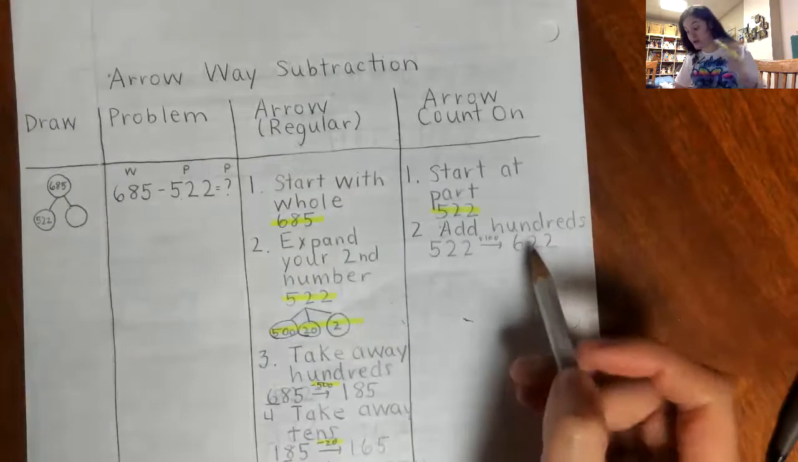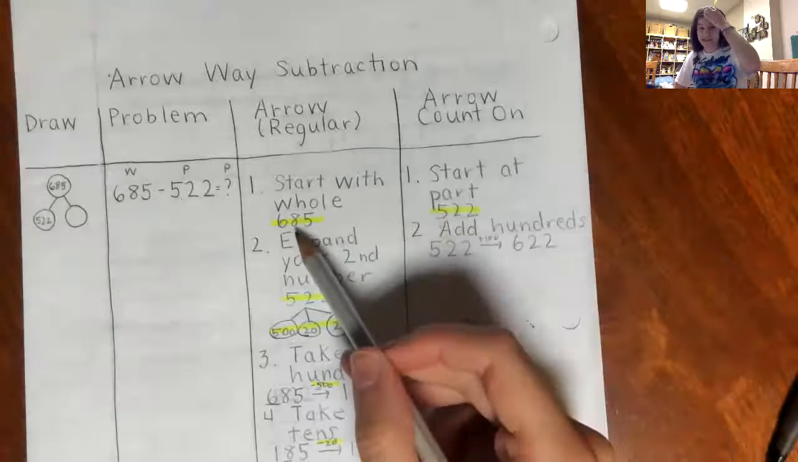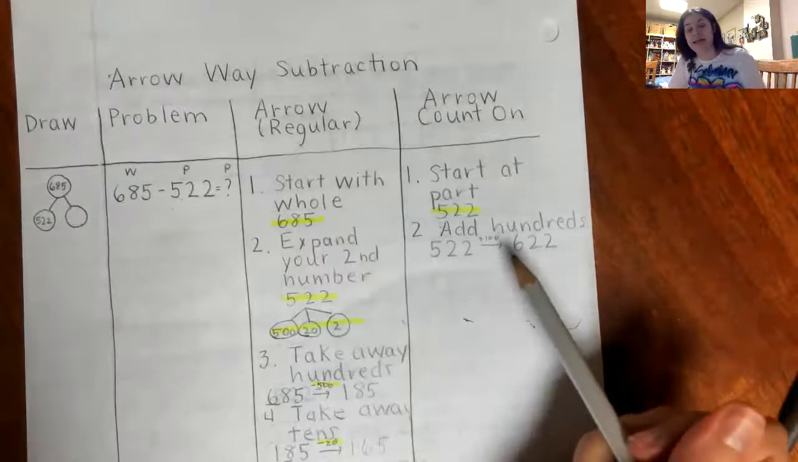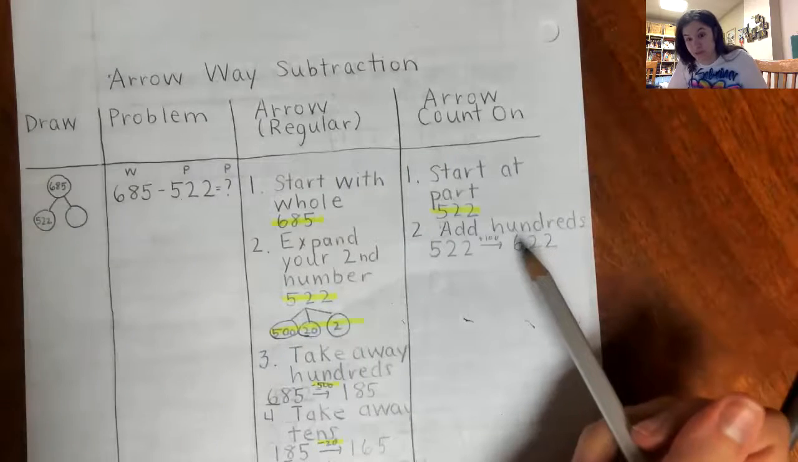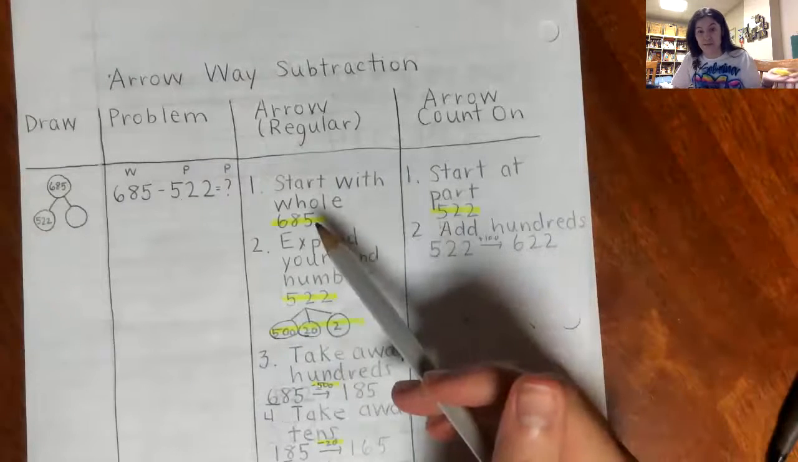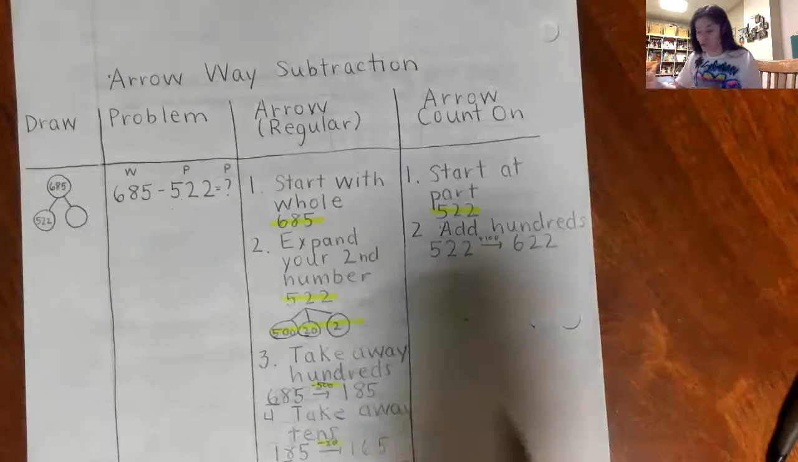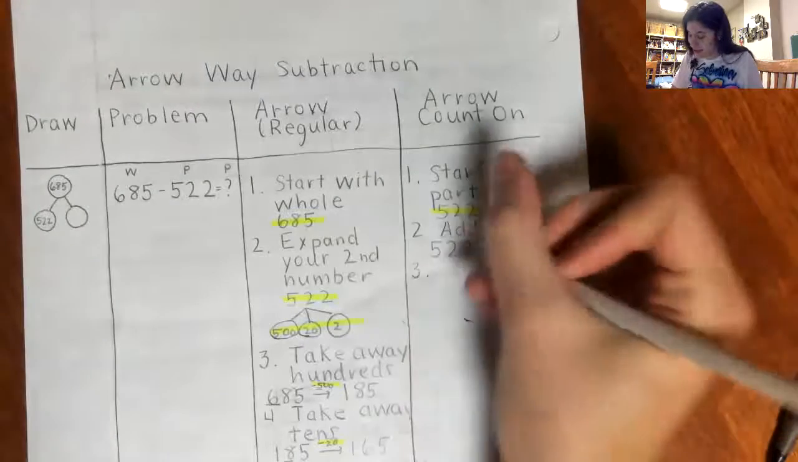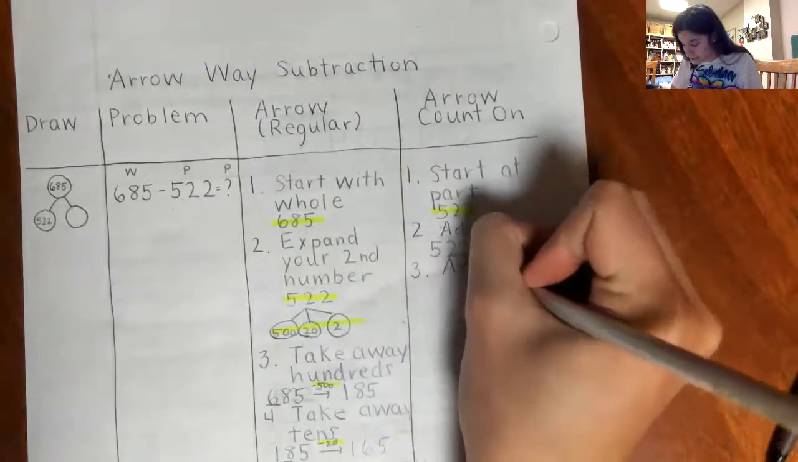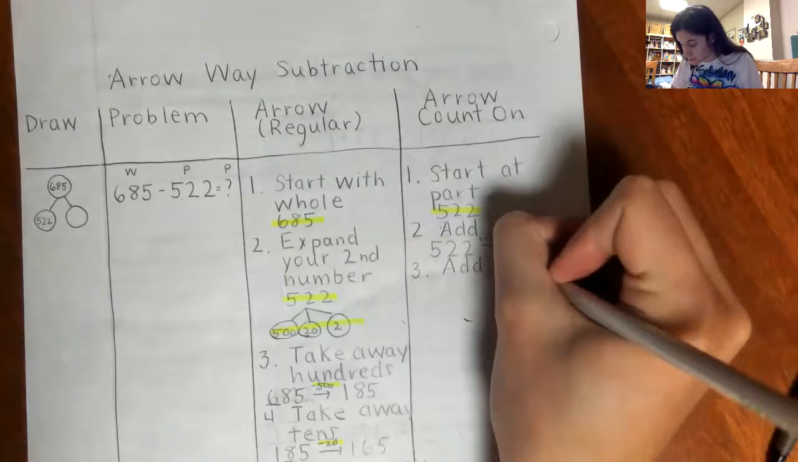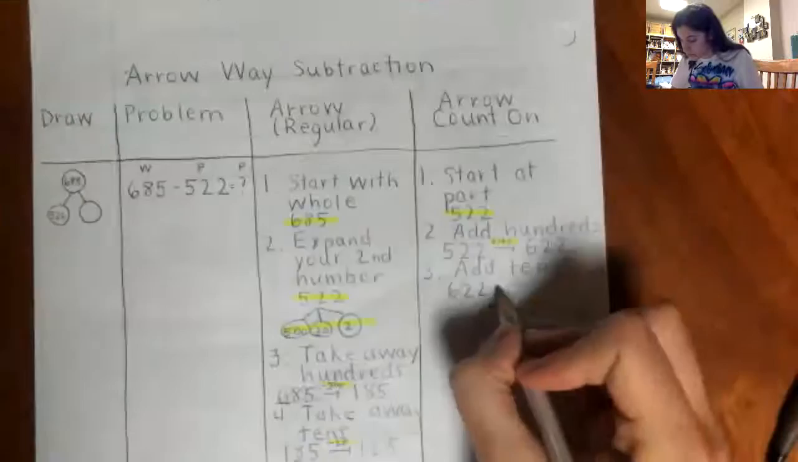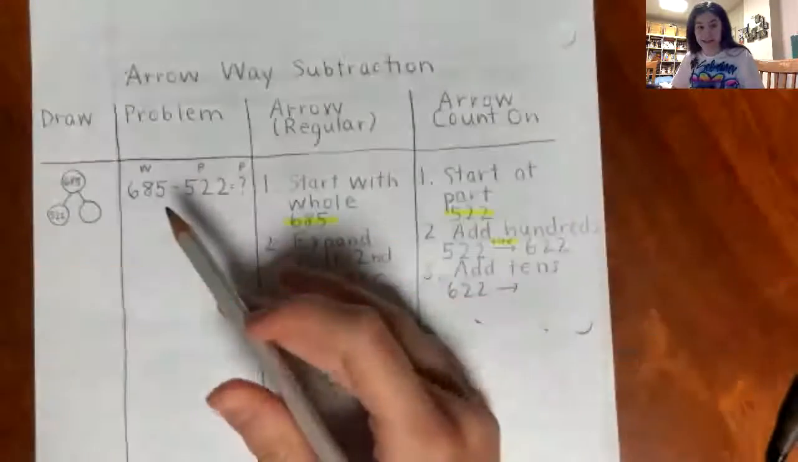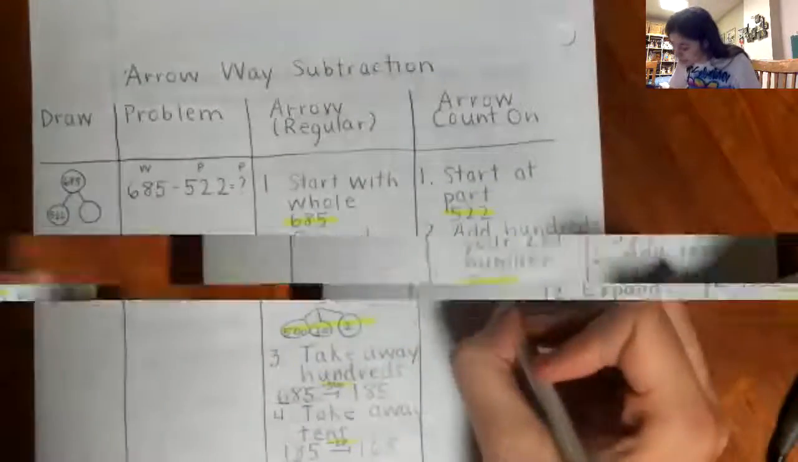All right, now I'm seeing 622. My goal is 685. All right, now I'm not going to add another 100 because then I'm going to end up with 722, and that's bigger. Okay, so we're done with adding our hundreds. After, we're going to add tens. And I'm going to keep from where I left off. And remember, my goal is 685. I'm going to keep adding tens until I get there.